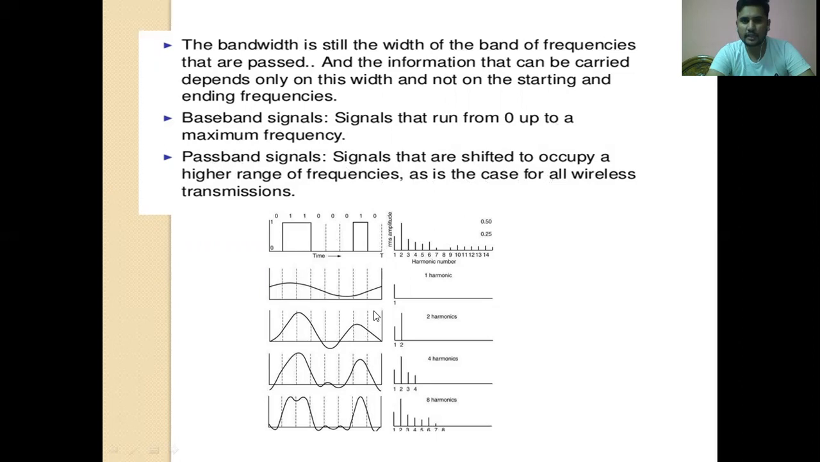If you observe this diagram, you can easily identify the baseband signals and the passband signals. Baseband signals run from 0 up to a maximum frequency, and passband signals are shifted to occupy a higher range of frequency, as in all wireless transmissions. Then 1 harmonic, 2 harmonics, 4 harmonics, and 8 harmonics.